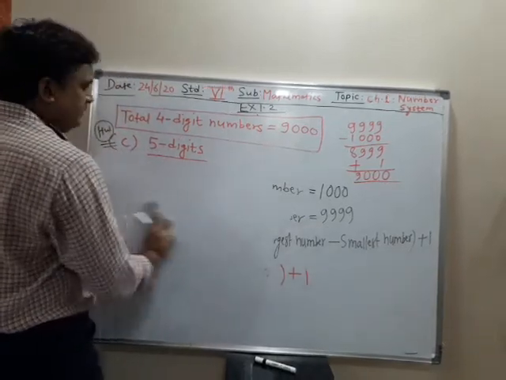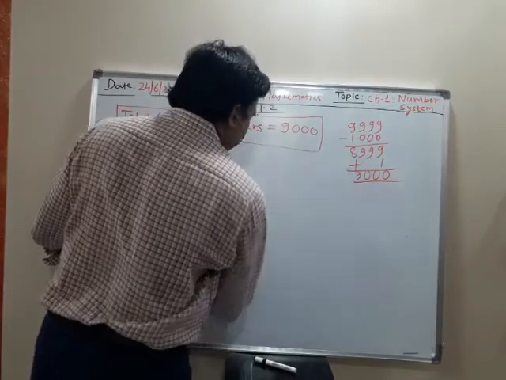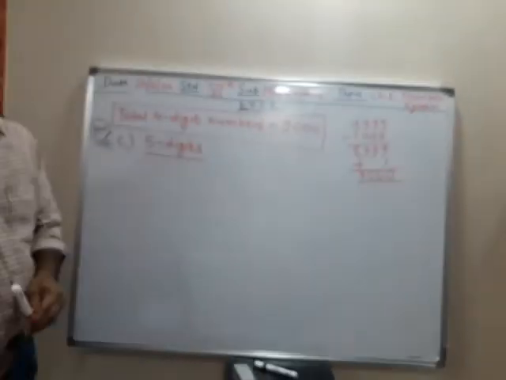This C part is homework. Total how many 5-digit numbers are there, that I am giving as homework. Now let me write the next question.